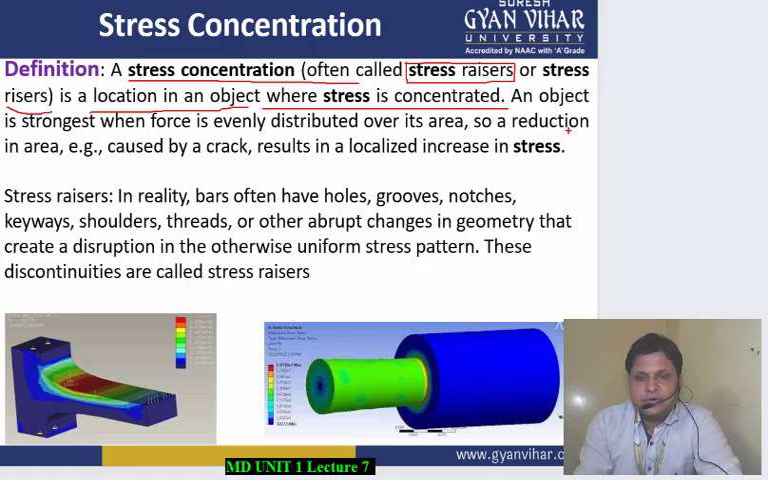An object is strongest when force is evenly distributed over its area. An object is considered strong when the force applied on it is evenly distributed over its area. So a reduction in area, for example caused by a crack, results in a localized increase in stress. If there is a crack, that also creates a reduction in the area, and due to that it results in a localized increase in the stress.